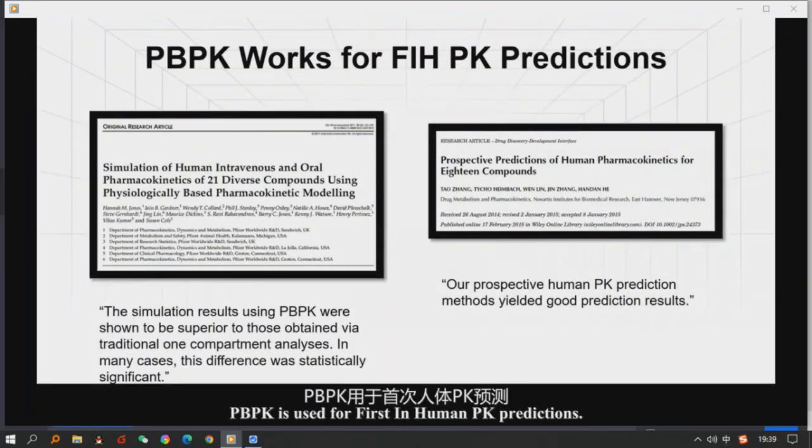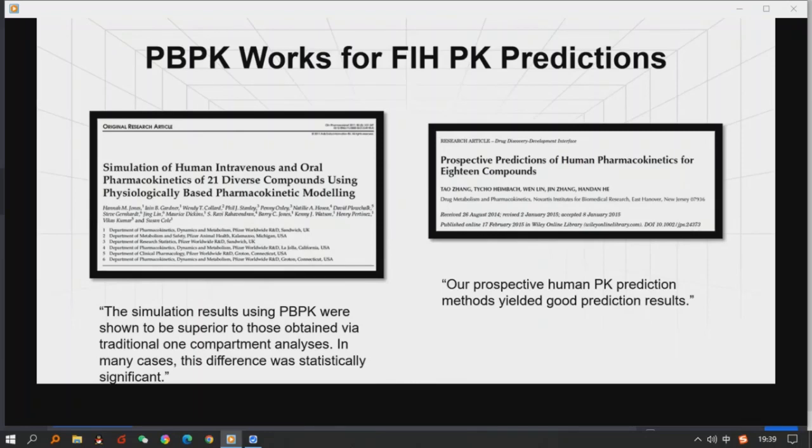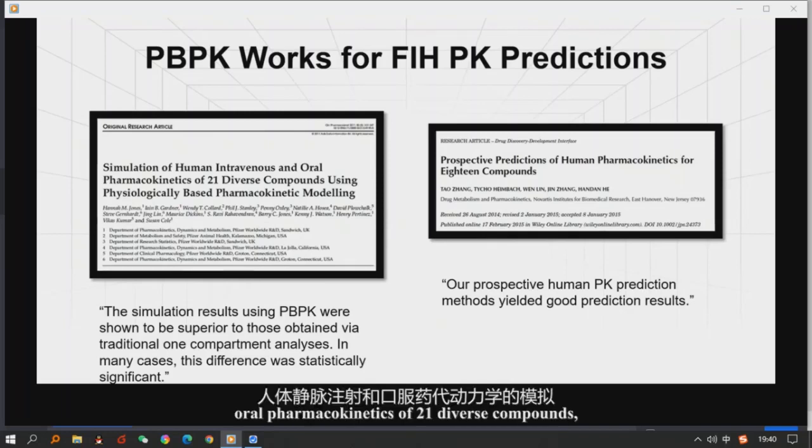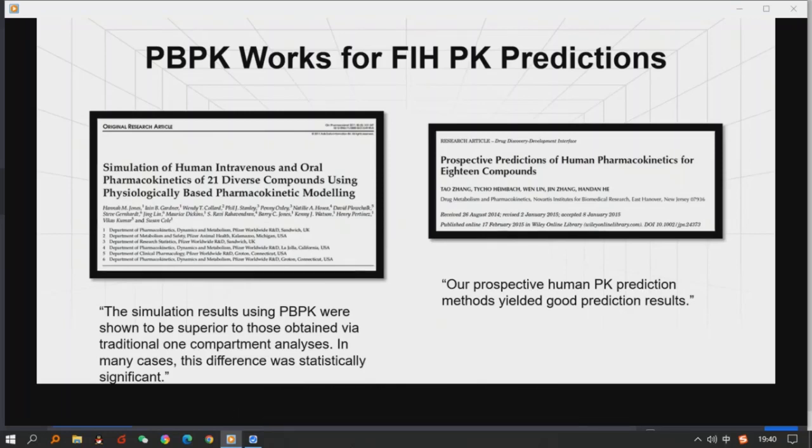So PBPK is used for first-in-human PK predictions. And here we see a number of publications that highlight that PBPK works for this application. So on the left-hand side, we have a publication which focuses on the simulation of human intravenous and oral pharmacokinetics of 21 diverse compounds using physiologically based pharmacokinetic modeling. And this was work carried out by Pfizer. And their conclusion was that the simulation results using PBPK were shown to be superior to those obtained via traditional one-compartment analyses, and in many cases, this difference was statistically significant.